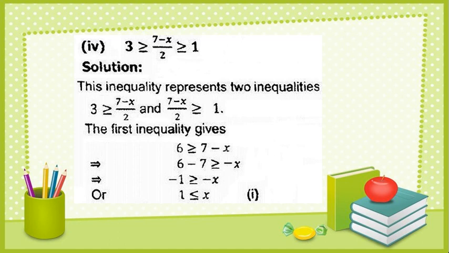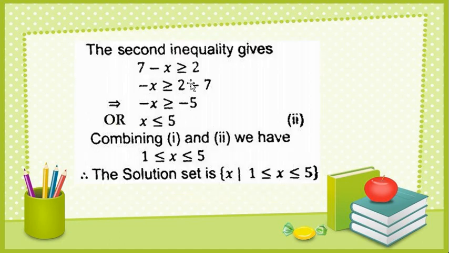Now I am moving to the second one. The second inequality gives us 7 minus x is greater than or equal to 2. Because the 2 was dividing over there, when I move it to the other side, it will be multiplied with the 1. So 2 ones are 2. And now minus x is greater than or equal to 2 minus 7. As this 7 is plus on the left hand side, when I am moving to the right side, it will be opposite. So plus becomes minus. So minus x is greater than or equal to minus 5.